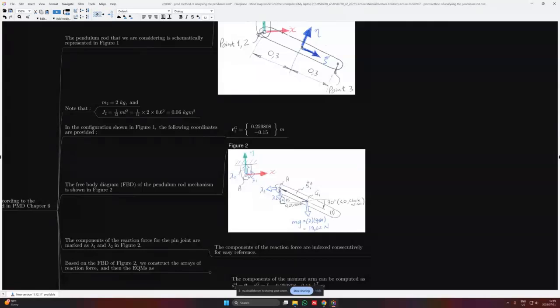It's typically good practice when you set up your free body diagrams to make sure that if you specify λ1 to the right and λ2 upward, for example, on ground, then on the pendulum rod you do it in the opposite direction. This is just Newton's third law telling us that the reaction is equal and opposite: equal in magnitude, but opposite in direction.